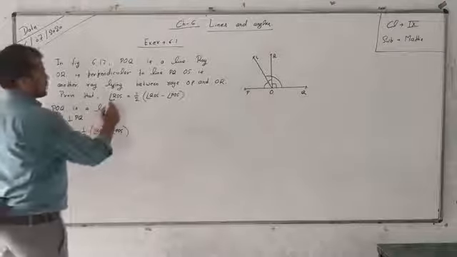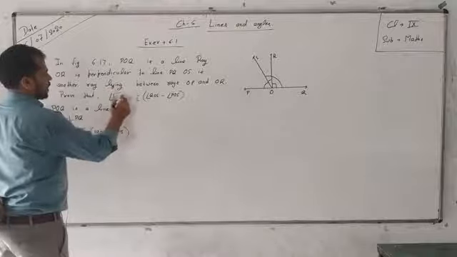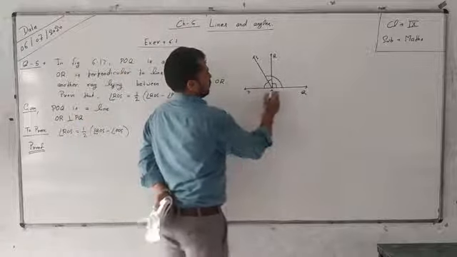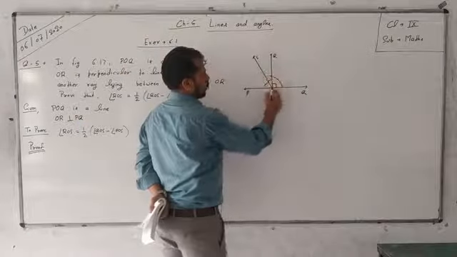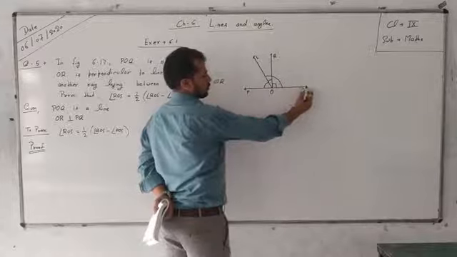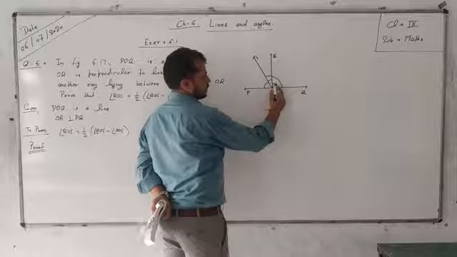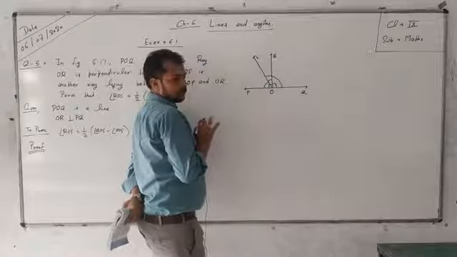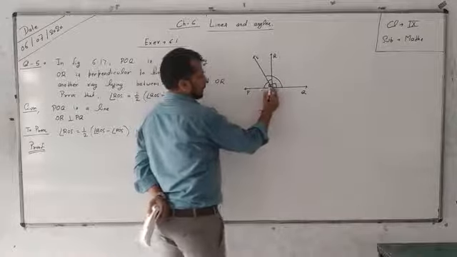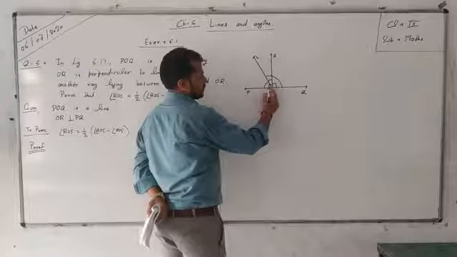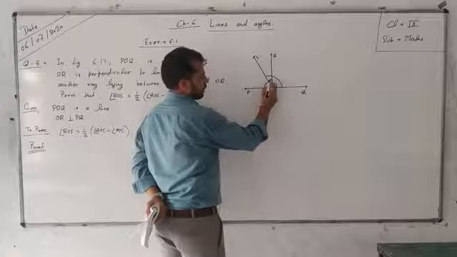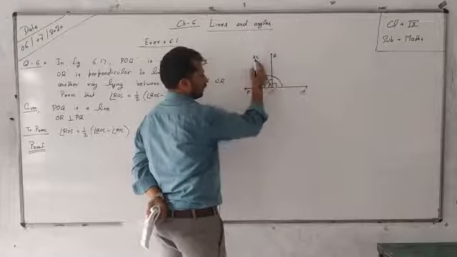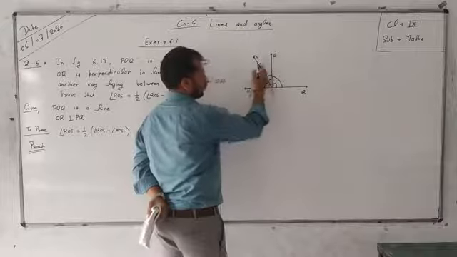Okay? Now, you have to focus on this angle ROS. Because this ray OR is perpendicular to PQ, that's why this angle is 90. So this angle is also 90. And this angle, which is 90 degree, contains two angles. One is this and second is this. Means the angle ROS and angle POS.